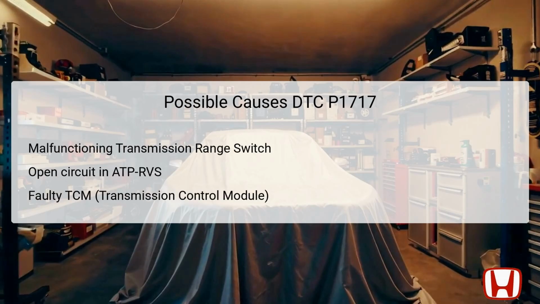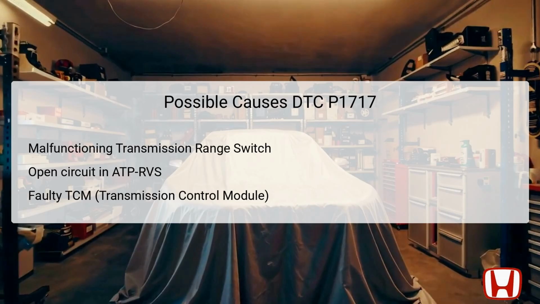Possible causes for the P1717 DTC include several key factors that may hinder proper operation of the transmission system. One primary cause is a malfunctioning transmission range switch, which may not communicate the correct position of the gear shifter to the TCM. Another potential culprit is an open circuit in the ATP RVS wiring, indicating a broken or disconnected wire that prevents proper signal transmission.